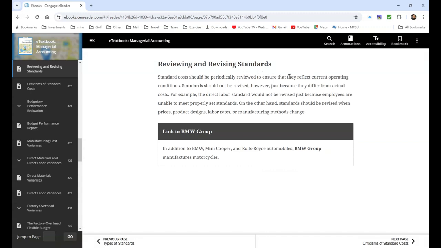Standard costs should be periodically reviewed to ensure that they reflect current operating conditions. And so over time, you'll notice again that maybe parts increase or decrease, or you're more efficient in labor, etc.